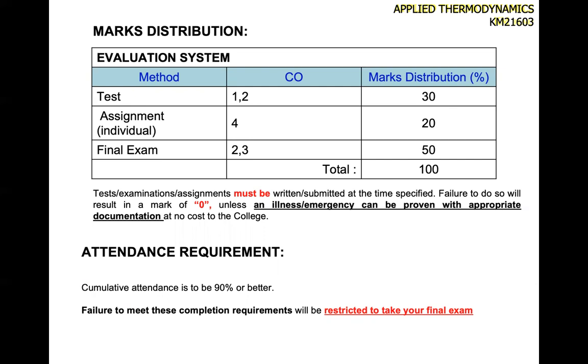For the attendance requirement, according to the ESC, your attendance should be at least 80 to 90%. If you're not able to achieve that, you might have the risk of being banned from attending your final. We don't want this to happen. If possible, remember to click your attendance link. Make sure you click it to show your full attendance. Is that okay?